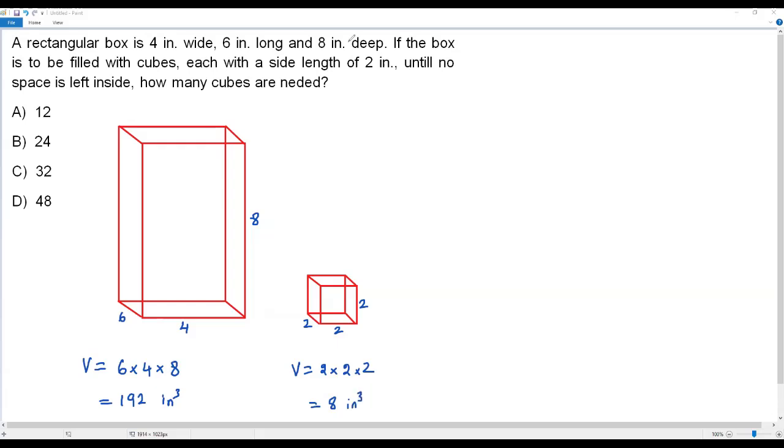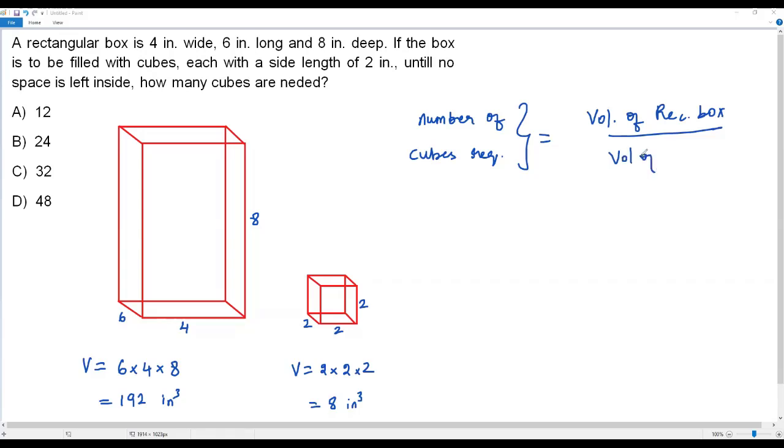Okay, now I have the volume of the rectangular box and the volume of the cube. Now what I need to do is find the number of cubes required. Let me write this over here. Number of cubes required to fill the box: I have to divide the volume of the rectangular box by the volume of one cube. So the volume of the rectangular box is 192 and the volume of just one cube is 8. When I divide, I get 24.